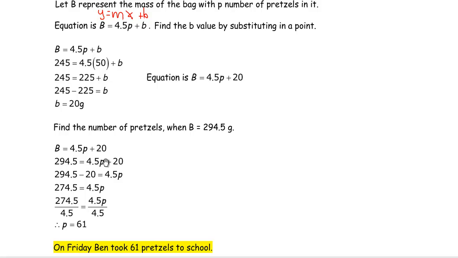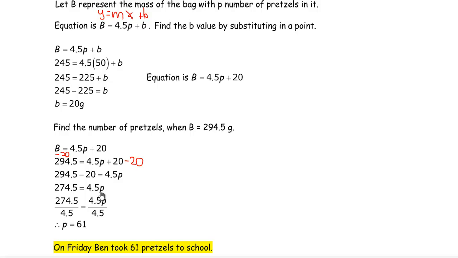So I want to isolate the 4.5p term, so I want to get rid of this 20 here. So we can take the 20 over and subtract from the 294.5, or if you prefer, I want to get rid of the 20, it's being added, so we'll subtract 20 from both sides. So on the left we have 294.5 minus the 20, and just 4.5p on the right. And so if we subtract 294.5 minus 20, we get 274.5.